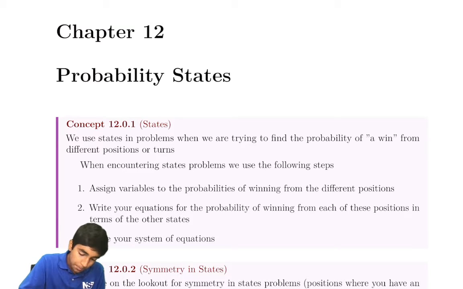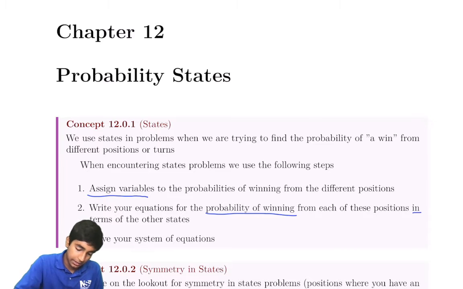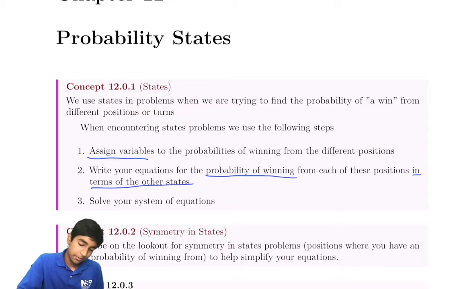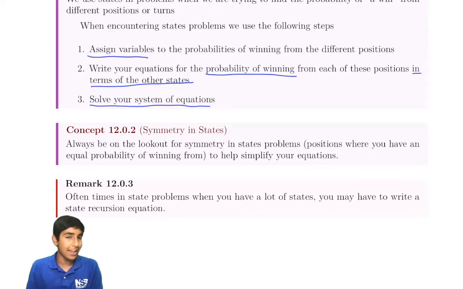So when we encounter a states problem, let's take the following steps. Assign variables to probabilities of winning from different positions. Write equations for the probability of winning from each of these positions in terms of the other states. In terms of the other states is a key thing right here. Solve your systems of equations. And sometimes you can simplify states problems a lot by looking for symmetry. Symmetry is where positions have equal probability of something happening.